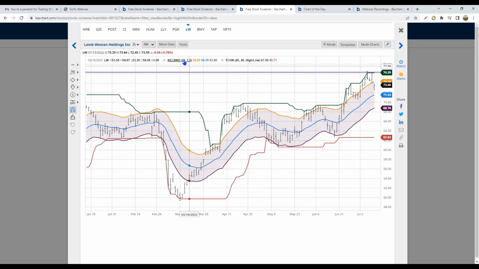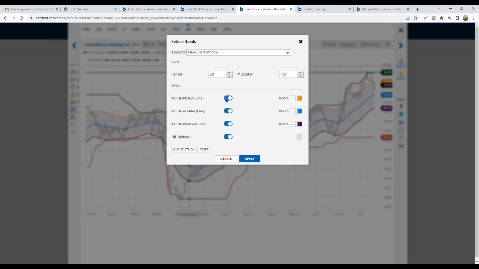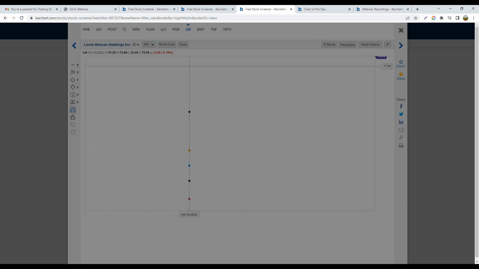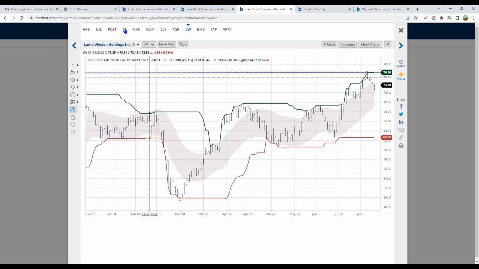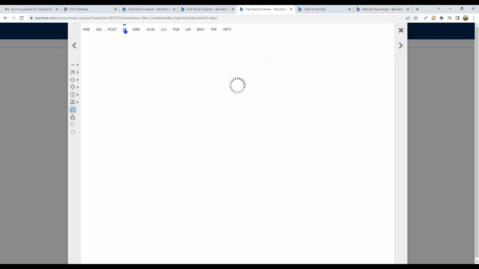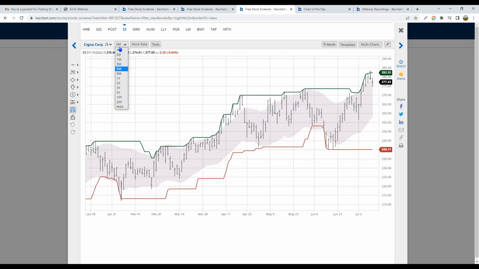And let me do this. Let me come back into the Keltner bands, and I'm just going to turn the bands off, but I'm going to leave the ribbon on, or at least the shaded area, so we can use that as a reference as well. And let's go back to Citi. Let's start from that first trade we looked at.